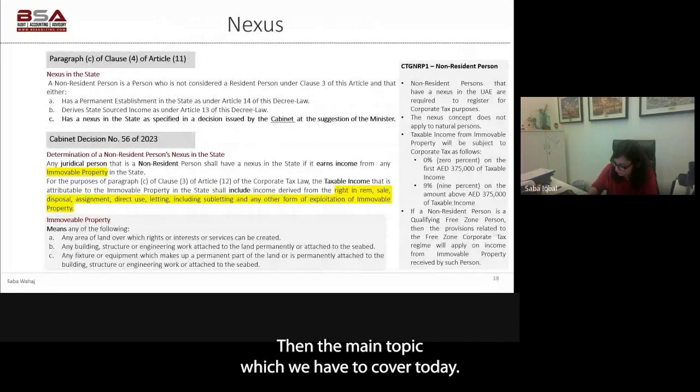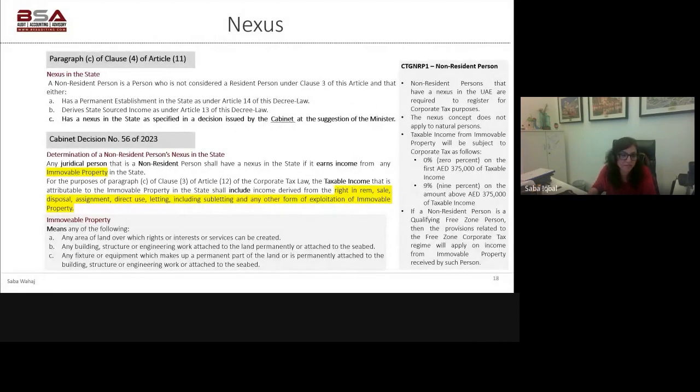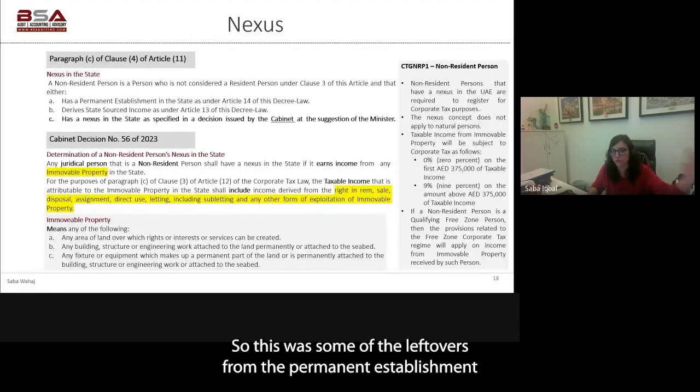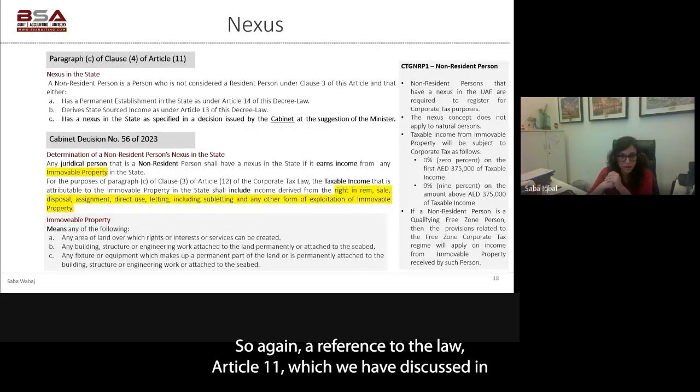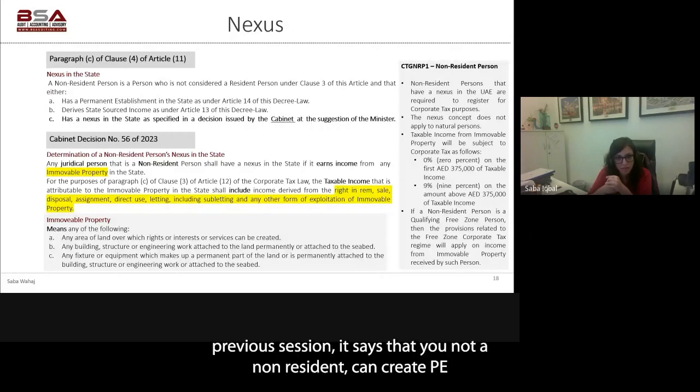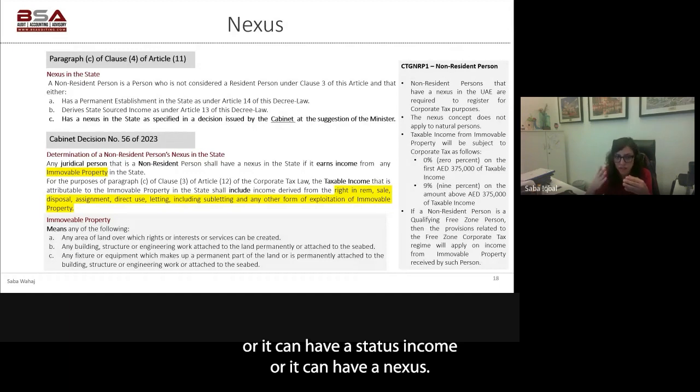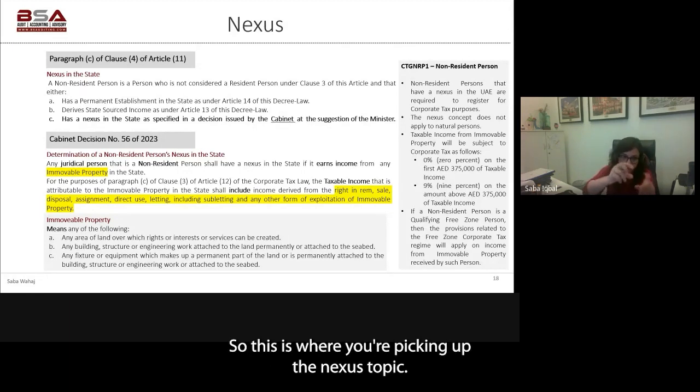Then the main topic we have to cover today, so this was some of the leftovers from the permanent establishment, which we were discussing just now. The main topic for today is the nexus and how you create a nexus in the UAE. So again, a reference to the law, Article 11, which we discussed in the previous session. It says that a non-resident can create a PE, or it can have a state source income, or it can have a nexus. So this is where we are picking up the nexus topic.